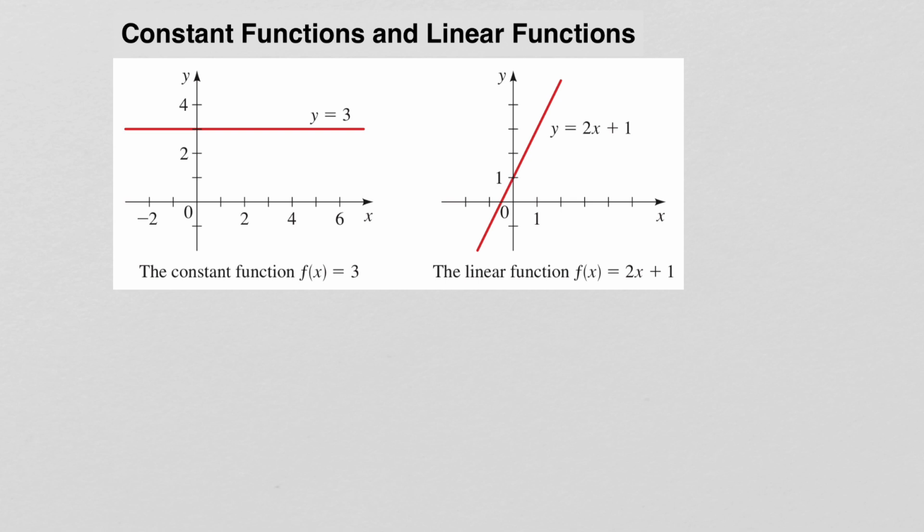The function y equals 2x plus 1 is a linear function, right? We know that this is the equation of a line with a y-intercept of 1 and a slope equal to 2. And so we get this graph. Now, technically, both of these are linear functions, but it is kind of nice to separate constant functions from other linear functions because constant functions do behave a little bit differently than linear functions.